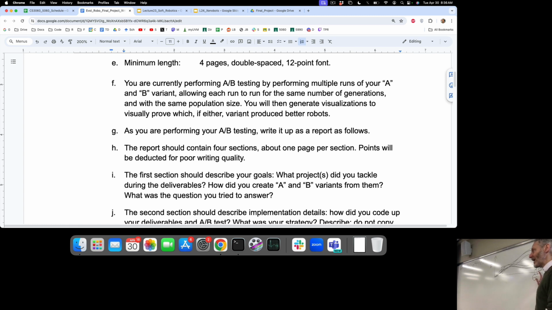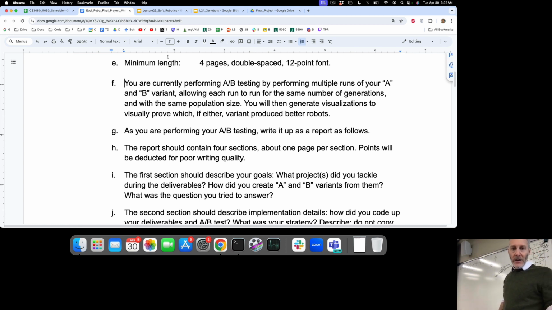You want to have allowed the evolutionary algorithm the same amount of computational effort for A as it had for B, right? That's fair. If we ran B for twice as many generations, that's a little bit of an unfair advantage for your variant B.